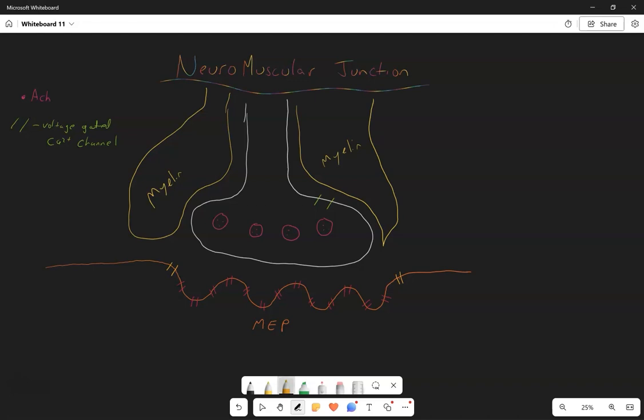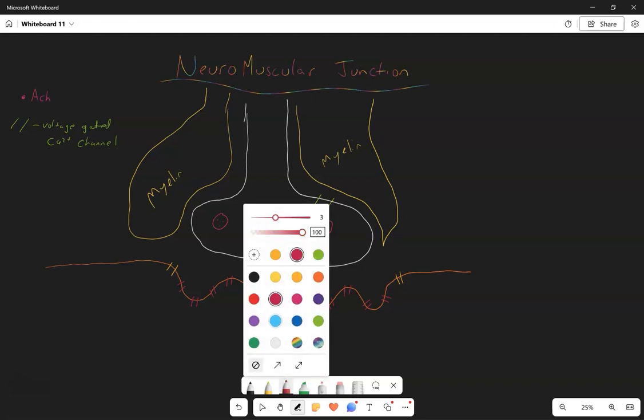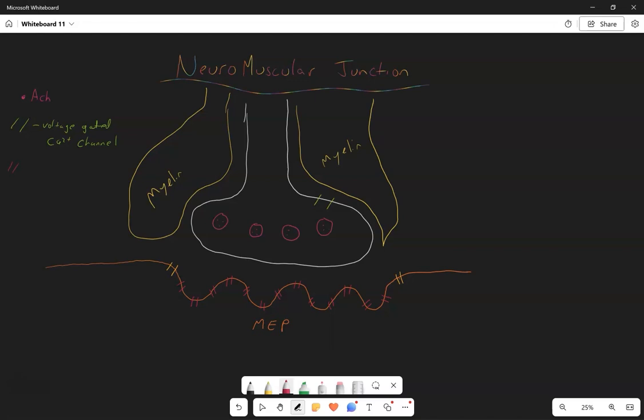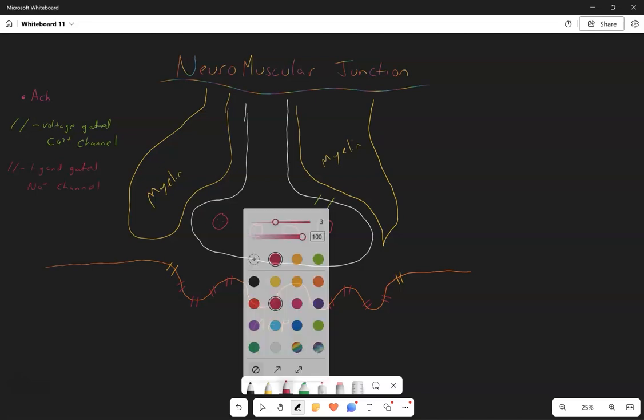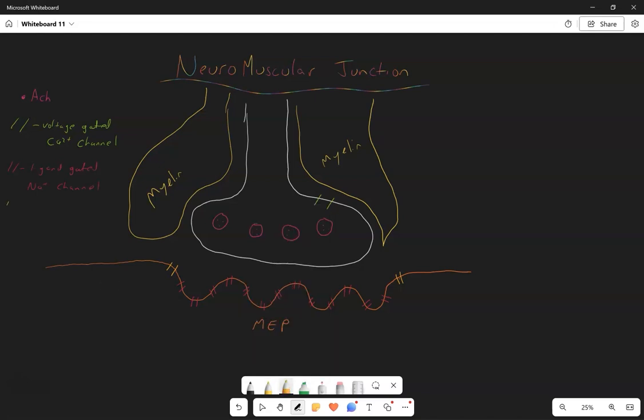So let's go ahead and draw our red ones here. This is going to be our ligand-gated sodium channel. And then in our yellowish color, this is going to be our voltage gated channel. And this is a sodium channel as well. So Na+.